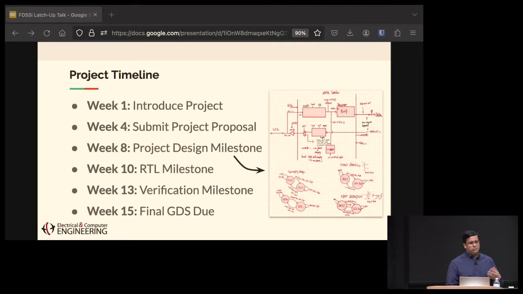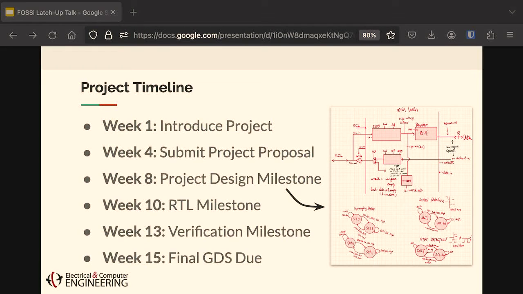When the course starts, we introduce the project, give them a few weeks to brainstorm collaboratively. We have them submit a project proposal so we can look at their project scope. We have a project design milestone. This is, I think, the most important part of this project.